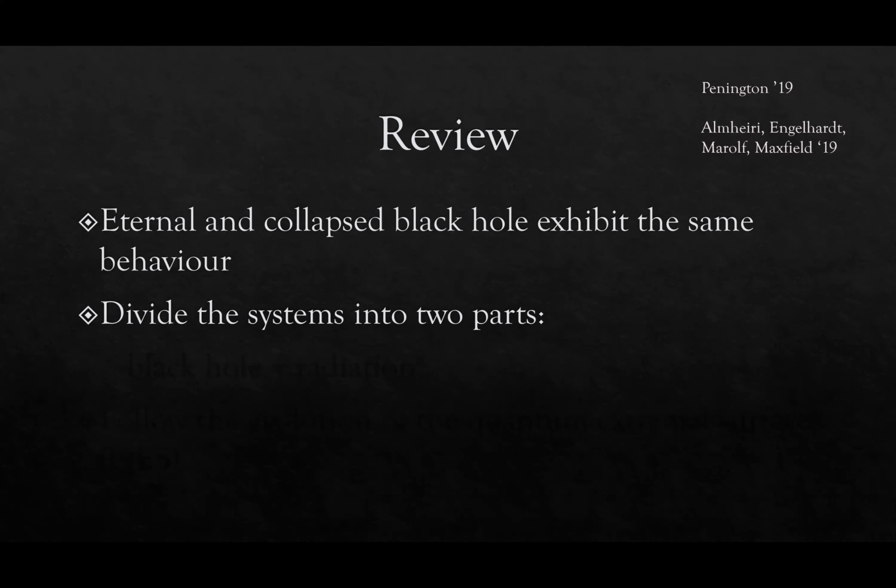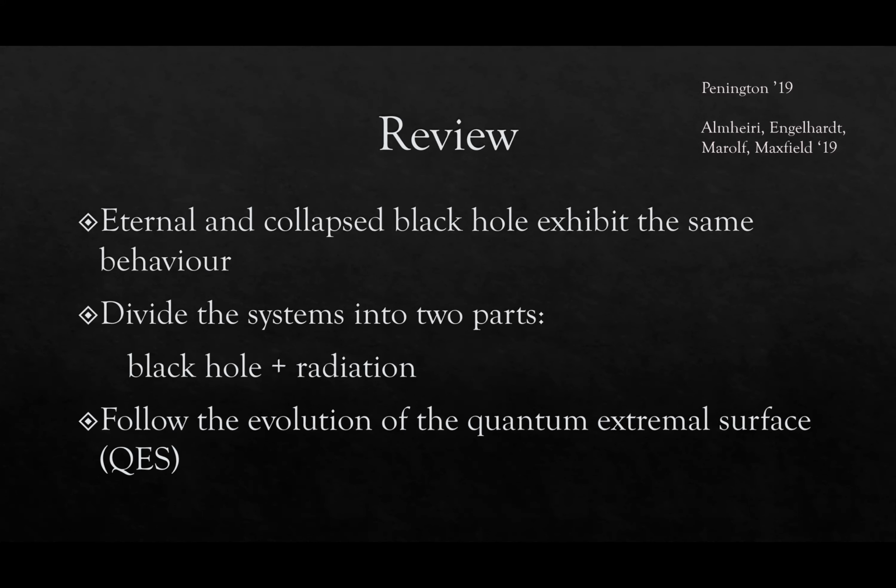Okay, so as I was saying, we just divide the system into two parts, and we want to see how their entropy evolves with time. So that's exactly what they did. They divided the system into two, the black hole and the radiation. And what they did was just follow the evolution of the quantum extremal surface, QES, because they want to see how the entropy evolves. And as we have just seen, the entropy is given by the quantum extremal surface.